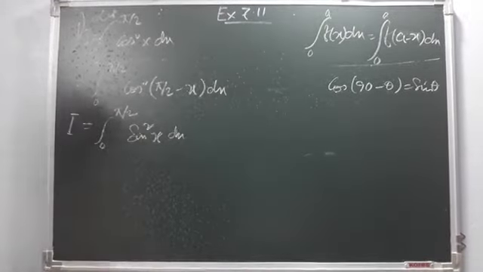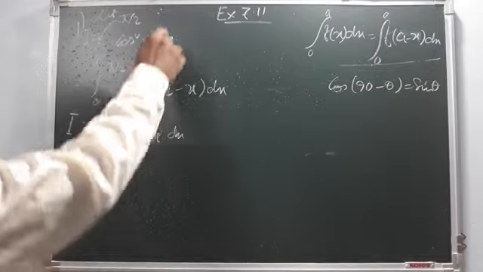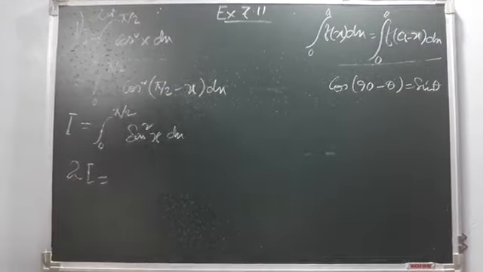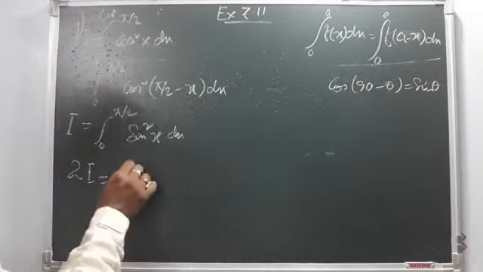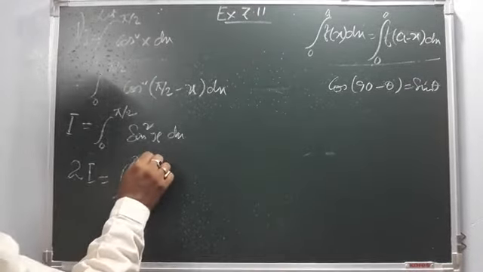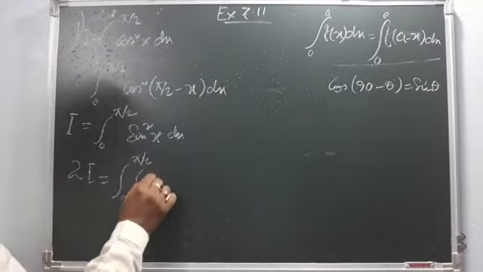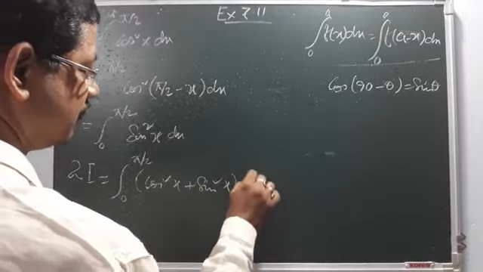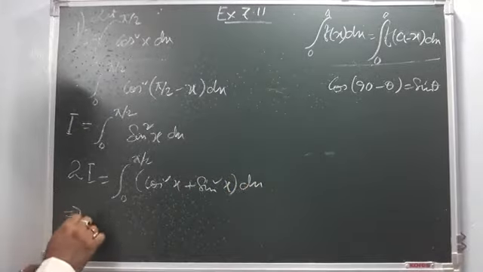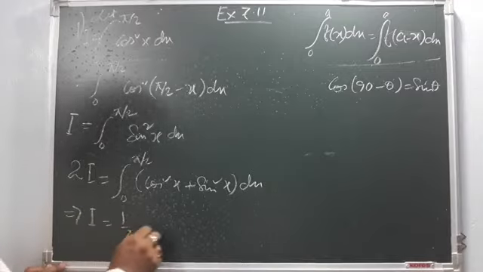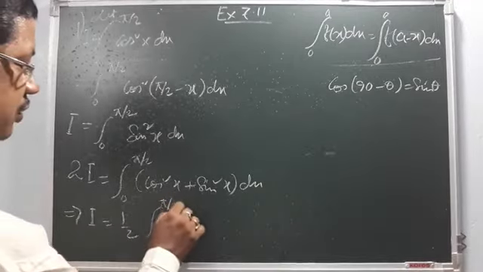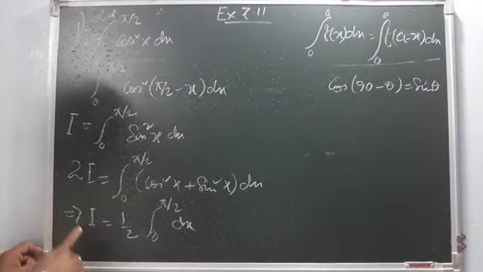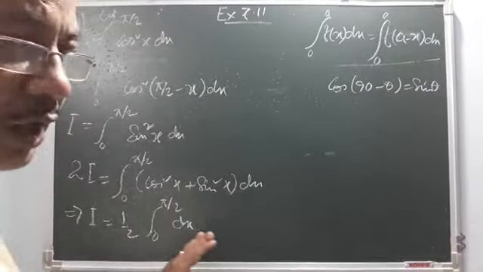Again, we get I in the new form. Now if we add these two, then left hand side will be twice I. Right hand side, this plus that. So we can write integral 0 to 90 of cos square x plus sin square x dx. And automatically cos square theta plus sin square theta is 1, we got this one. So we get half I as half integral 0 to 90 of 1 dx.